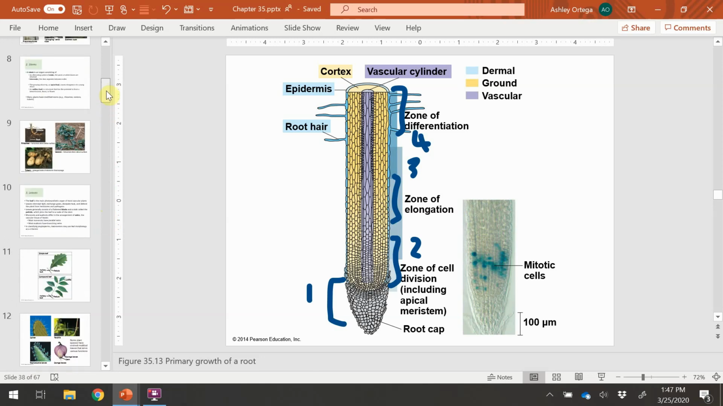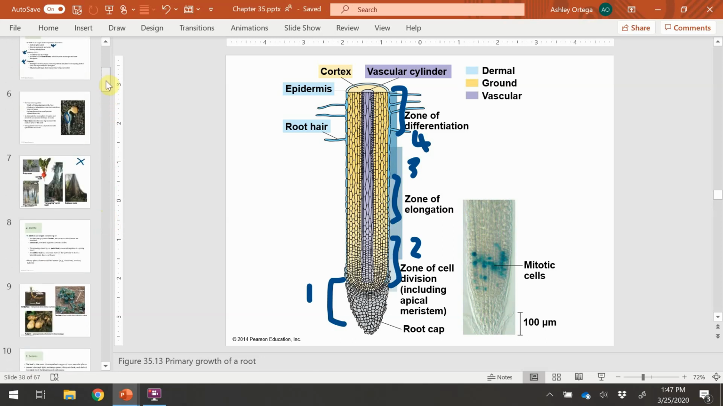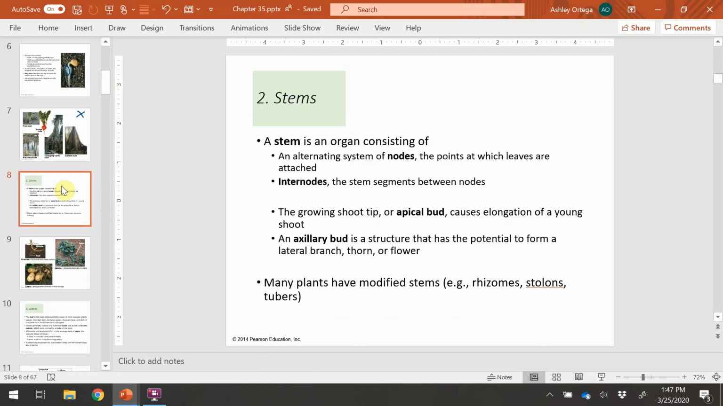Going back to our next section, stems. So stems is the second organ we're going to look at. Stems consist of nodes and internodes. Nodes are any points at which leaves are attached, branching occurs, or reproductive structures like flowers come from. Any region in between those points is called an internode.